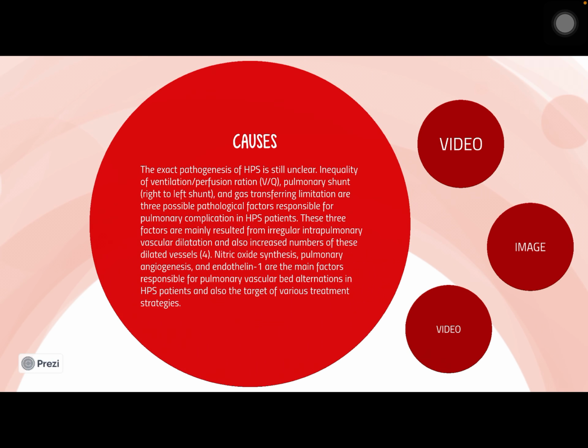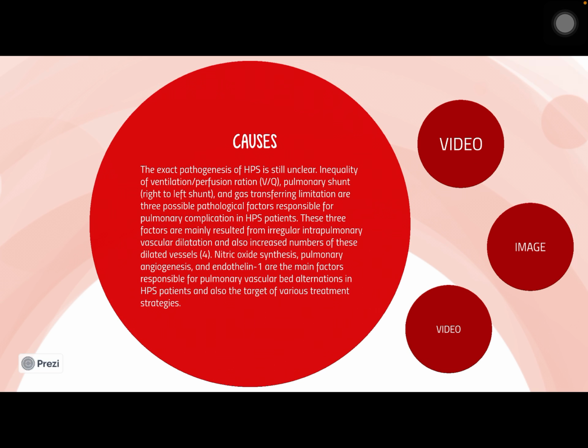Causes. The exact pathogenesis of hepatopulmonary syndrome is still unclear. Inequality of ventilation perfusion ratio, pulmonary shunt, and gas transferring limitation are three possible pathological factors responsible for pulmonary complication in hepatopulmonary syndrome patients. These three factors are mainly resulted from irregular intrapulmonary vascular dilatation and also increased numbers of these dilated vessels.